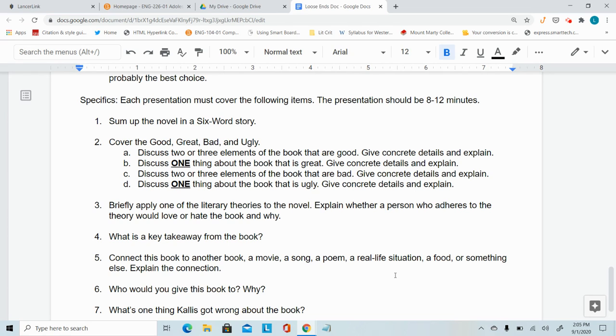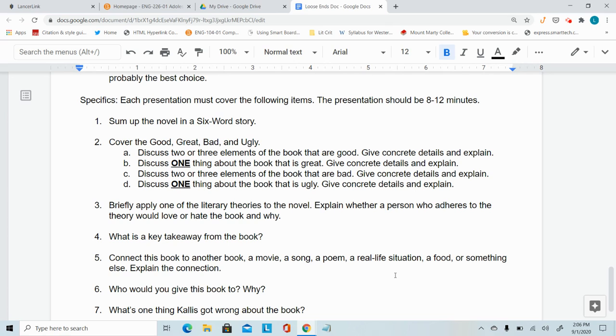Concrete examples and explain. Two or three elements of the book that you believe to be bad. Give concrete elements and explain. Discuss one thing about the book that is ugly. Give a concrete detail and explain. I bet you didn't see that last sentence coming. If you choose to get rid of the ugly, I will understand. If you don't think there's anything ugly in the book, that's fine.